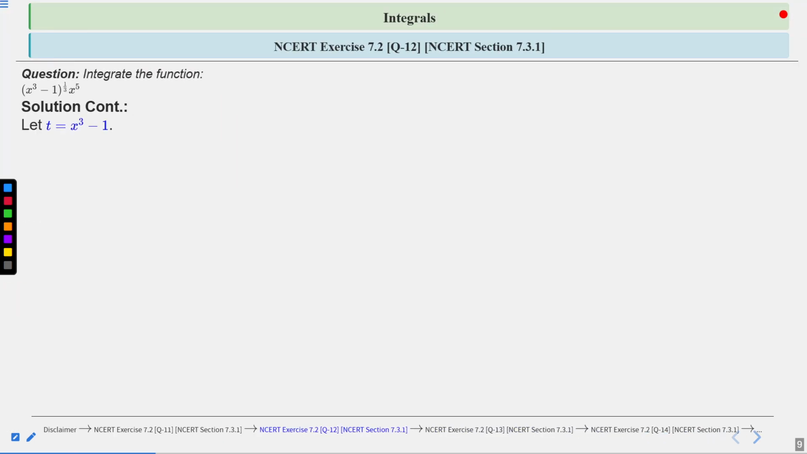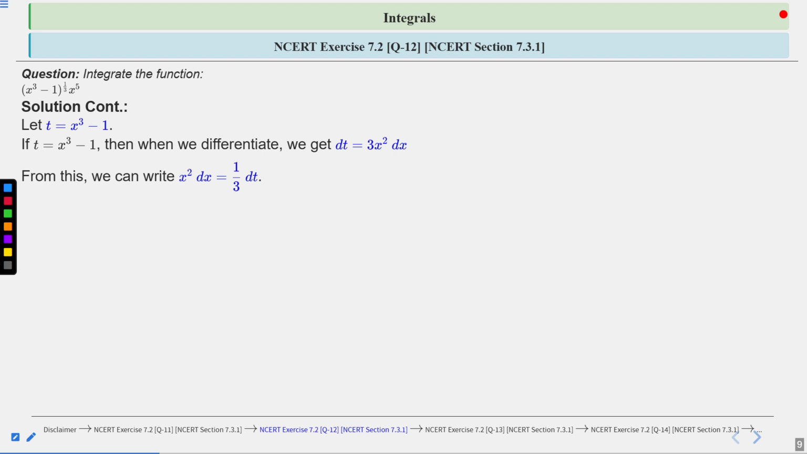So let t be equal to x cube minus 1. If t is equal to x cube minus 1, then when we differentiate, we get dt is equal to 3x square dx. From this, we can write x square dx is basically equal to 1 by 3 dt.